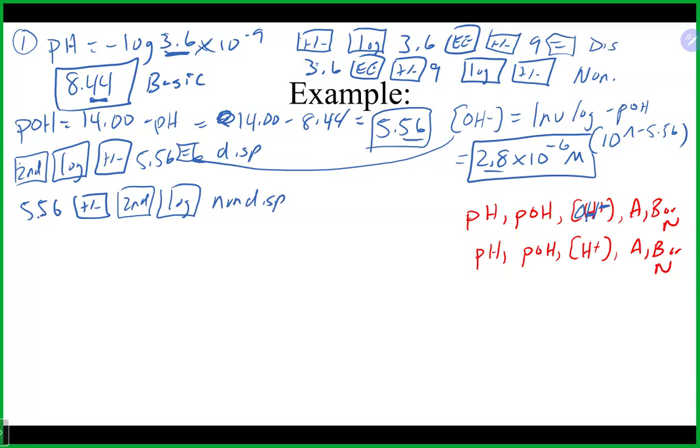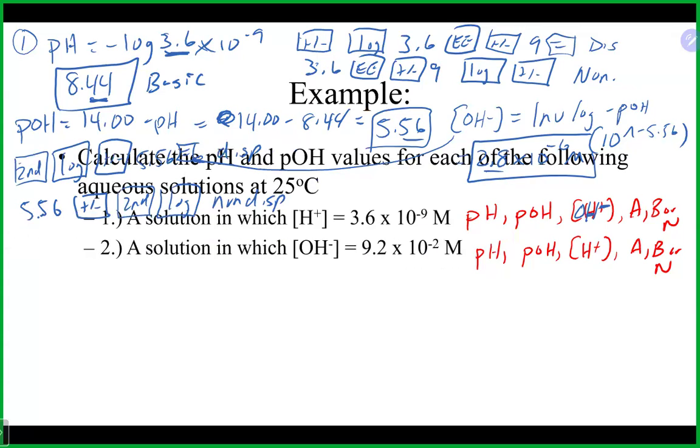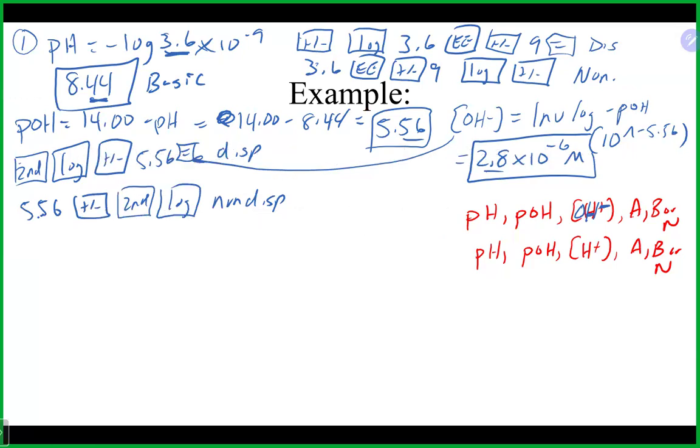All right, taking a look at number 2 there, which I got rid of what it was. What was the concentration there? Looks like 9.2 to the minus 2. So 9.2 to the minus 2. Thank you.